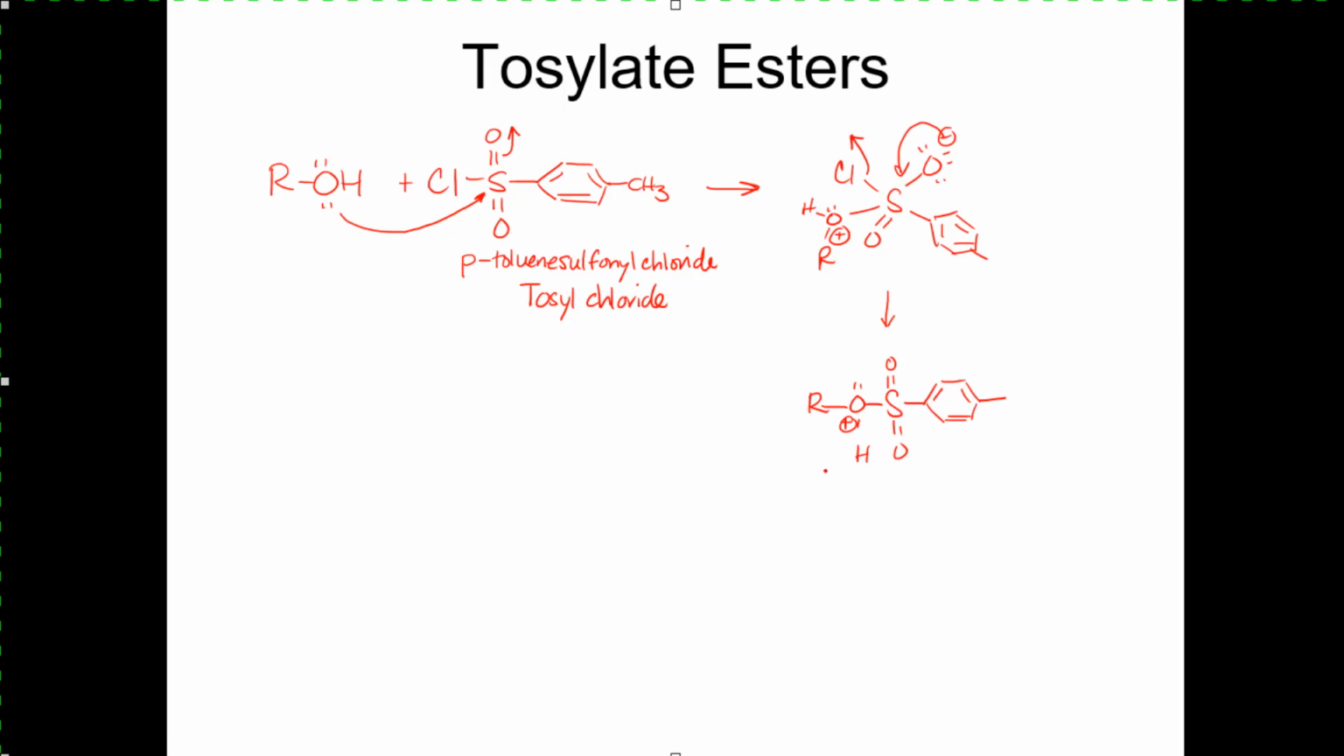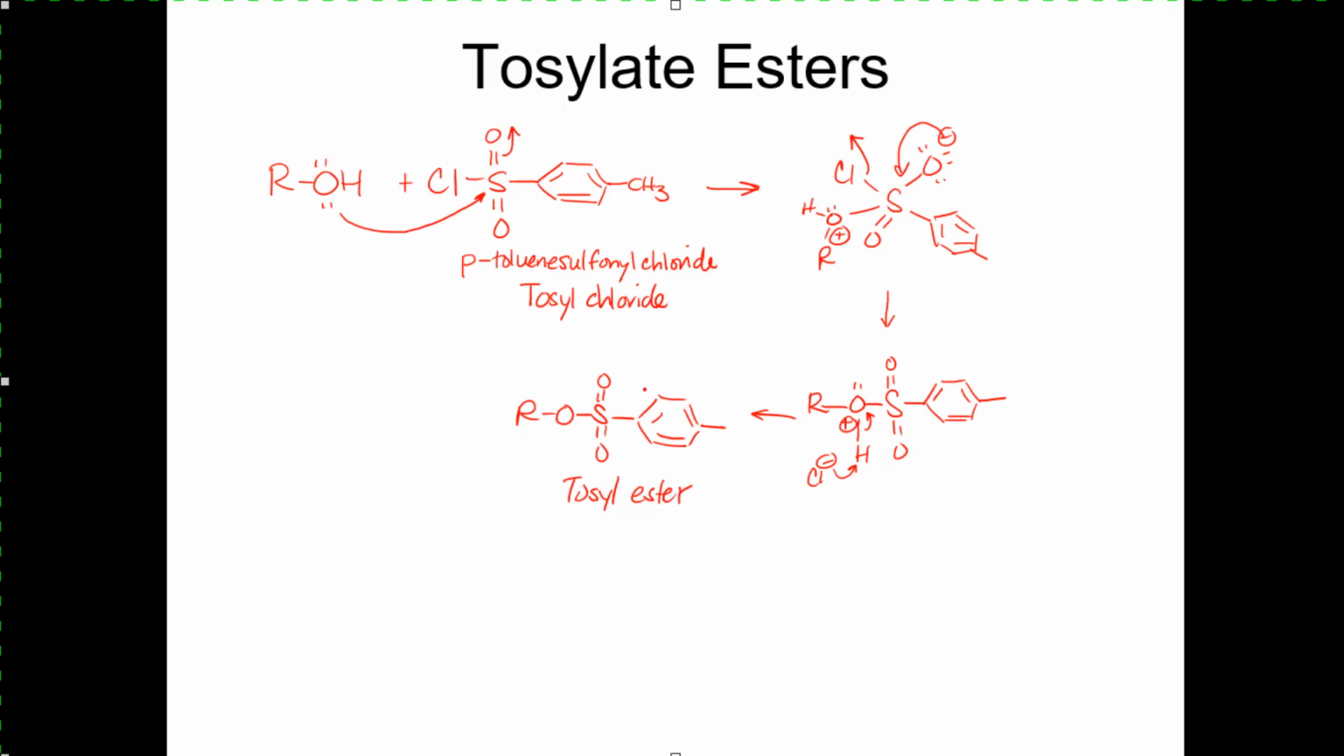And then what happens? The next step is the chloride will come in and grab the hydrogen, and this pair of electrons will go to the oxygen. And now what I will form is what is called a tosylate ester, because now what I have is a sulfur double bonded to an oxygen, two oxygens, with an OR group. So that's a sulfur ester, and this is called a tosyl ester.